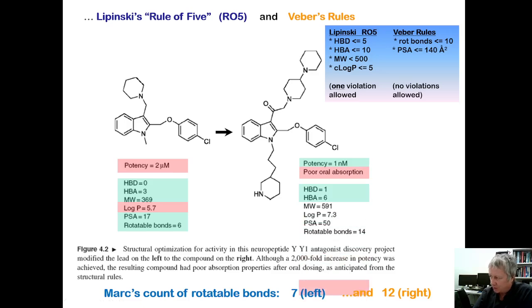Those two parameters are good. Those two parameters are bad. So Lipinski only allows one violation, so we have a problem here. And then this one is actually good, and that one's bad. So generally speaking, it violates Lipinski and Weber.